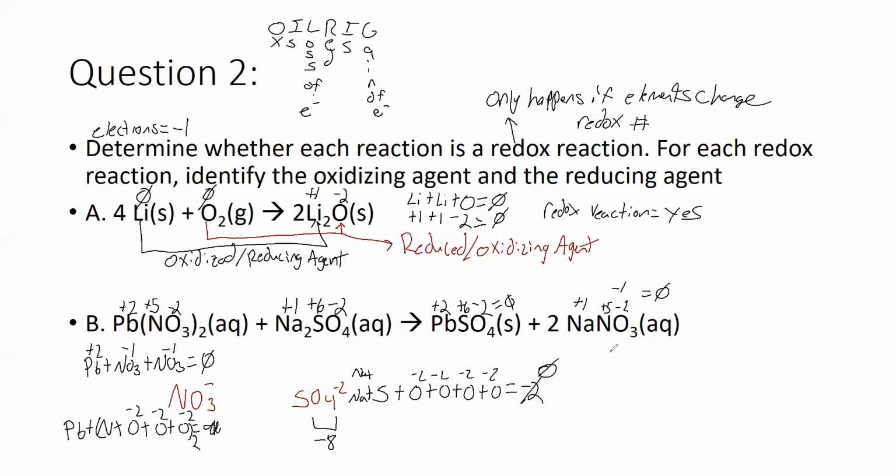And then you look on each side of the arrow and ask yourself, did any oxidation numbers change? The answer is no, they didn't. No redox reaction has occurred. This is not a redox reaction because no numbers have changed. So that's what I meant by determining whether each reaction is a redox reaction: it only happens if elements change.